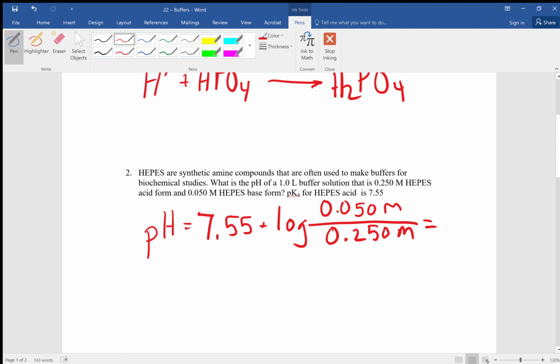Given that the base is at a much lower concentration than the acid, we should expect to get an answer which has a pH that is lower than the pKa, and that is exactly what we get.